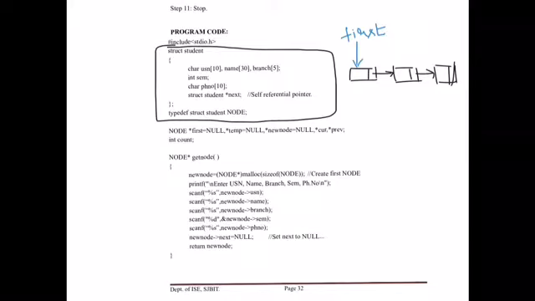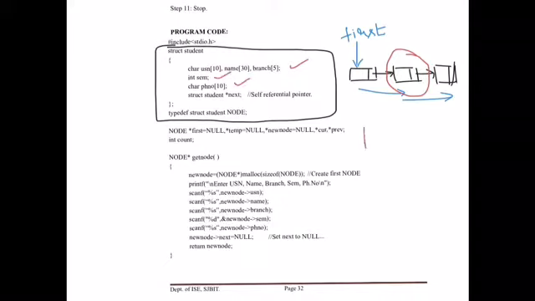After this node comes this one, and so on. But in the previous explanation, the node had only two parts: one information part and one link part. Here, the question says you need to consider USN, name, branch, the semester and the phone number. Since you have so many things, one node constitutes the following: first the USN, next the name, then the branch, then the semester, then the phone number, and then the link.